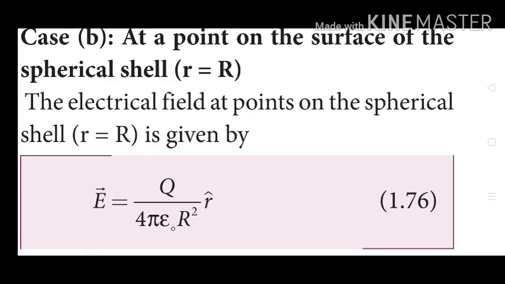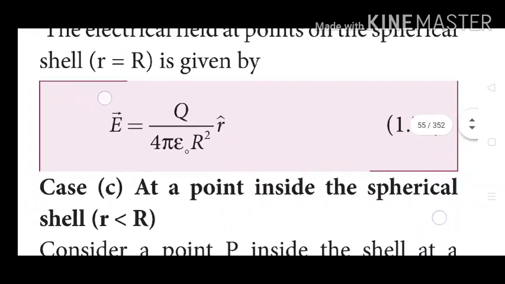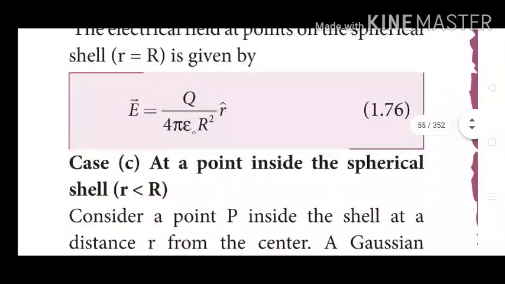The equation shows the electric field due to radius r.